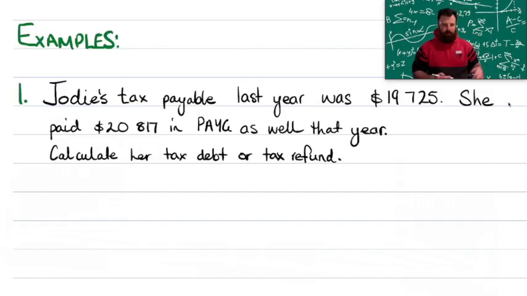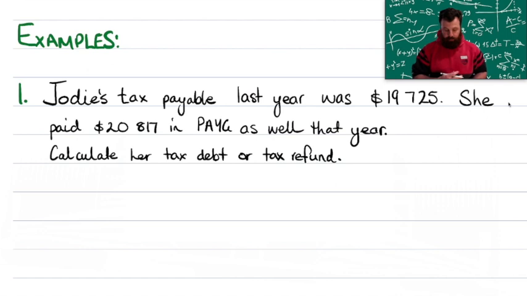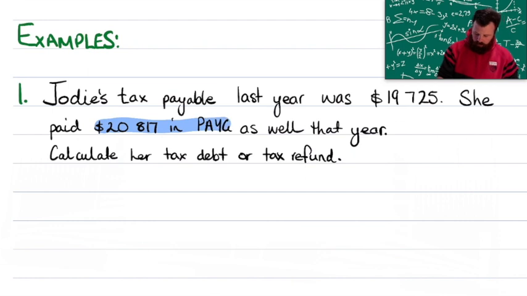So example 1. Jodie's tax payable last year was $19,725. She paid $20,817 in PAYG that year. Calculate her tax debt or her tax refund. So remembering for a tax debt or refund, we need to figure out which was greater. The PAYG was $20,817, and the tax payable that was calculated for Jodie was $19,725.